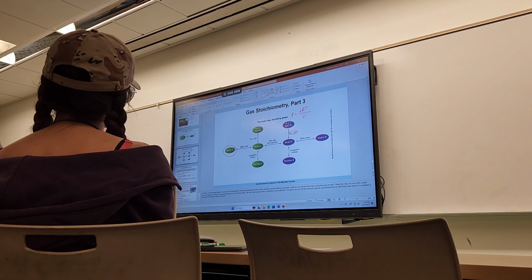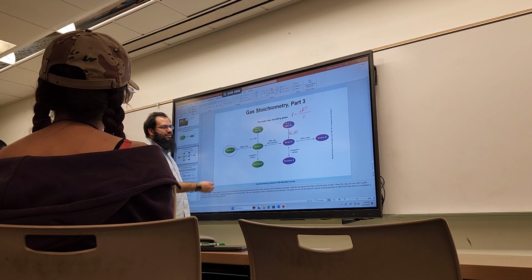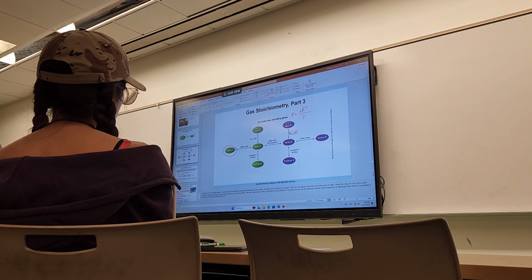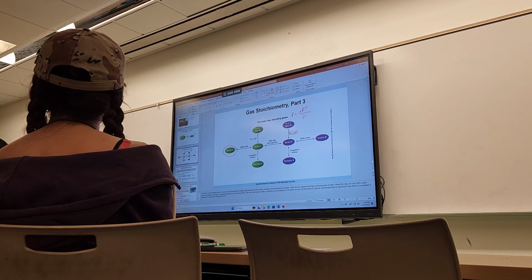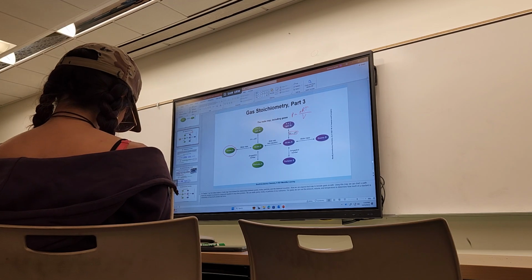Okay, so now we have grams, particles, gas, energy, all of these different parts in our mind map. So make sure you go ahead and practice an equation or a question with this type of calculation.